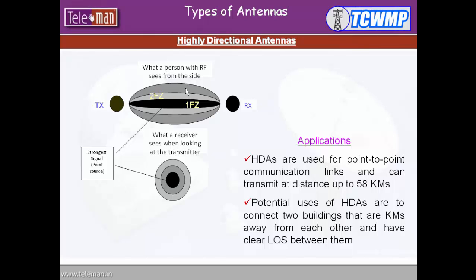HDAs are used for point-to-point communication links and can transmit at distances up to 58 kilometers. So normally a 58 kilometer distance can be covered by using highly directional antennas. And the use of these antennas is to connect two buildings that are kilometers away from each other and have a clear line of sight between them.